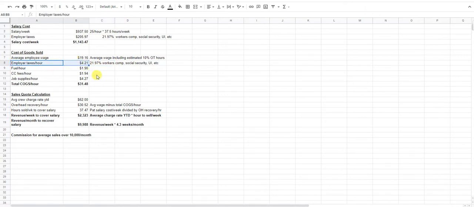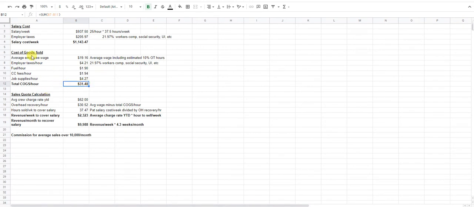Then you also have to pay 21.97% taxes on their wages, so we have to include that in our cost per hour. Fuel per hour, we simply took our past years and we saw how much we spent on fuel. We saw how many hours we billed that year. So then we took the total amount we spent on fuel, we divided by the number of hours, and we came up with roughly $1.90 per hour for fuel. Credit card processing fees per hour, $1.94, same thing. Job supplies per hour, same thing. However much we spent on job supplies for the year, divide by number of hours worked. So we have our total cost of goods sold of roughly $31.48.